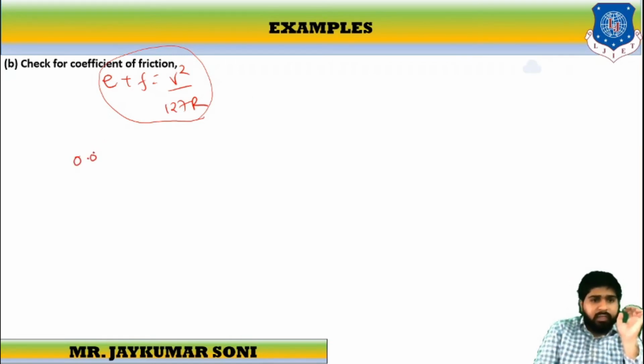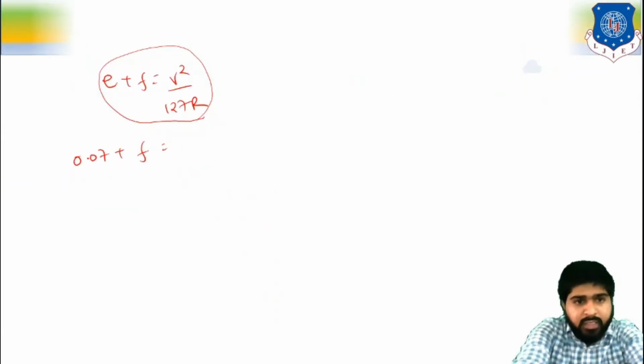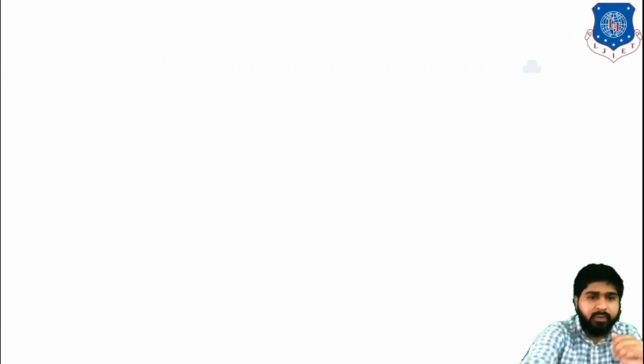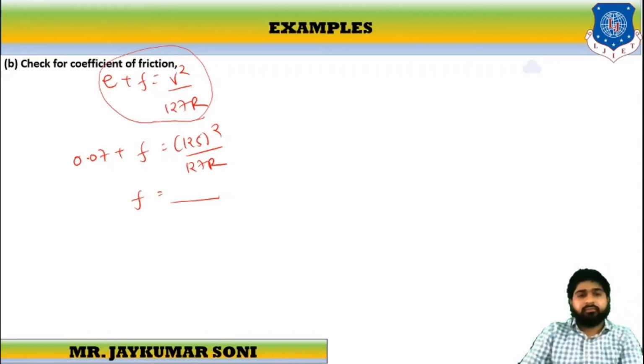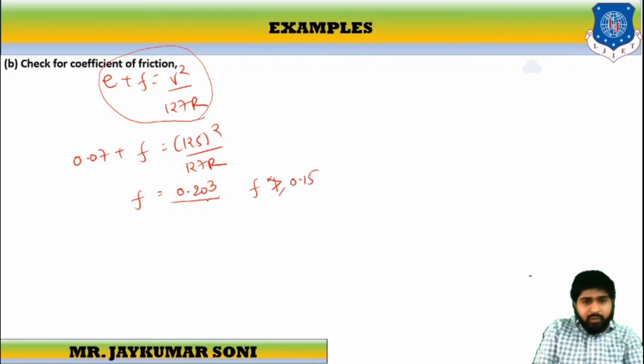So E will be 0.07. This will be F. V we have been already given. What is the value of V? Let us look. V is 125. 127. Calculate the value of F. Tell me what is the value of F that you are getting by putting this value. Okay, so we are getting 0.203. The value should not be more than 0.15, but here the value is more than that.